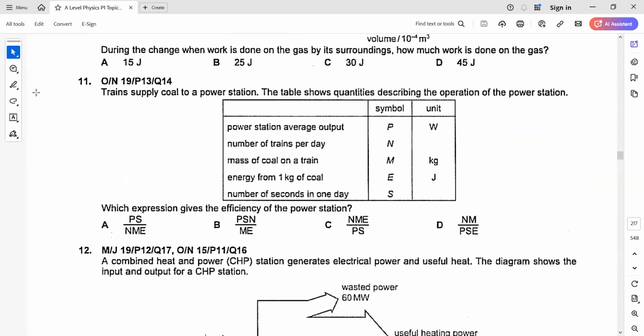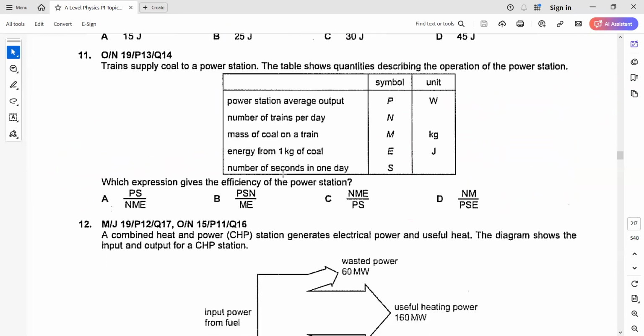Let's try this. Question number 11. So it says trains supply coal to a power station. The table shows quantities. Power station average output, that's P. Number of trains per day, that's N. Mass on a coal train, that's M. Energy from 1 kilogram, that's E. Number of seconds in 1 day, that's S. Which expression gives the efficiency?